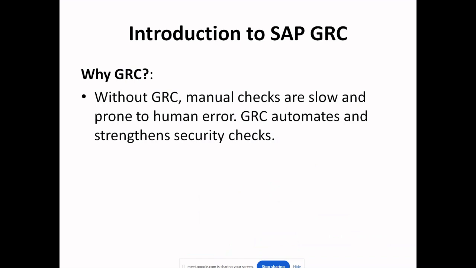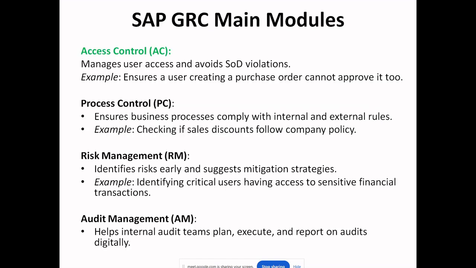Okay, why GRC? Without GRC, manual checks are slow and prone to human error, because there is a chance the human can make errors. So GRC automates and strengthens the security checks. A lot of the time it will check things automatically. In SAP GRC there are many modules, but we are going to learn only access control. Why are we not going to learn the other modules, process control, risk management, audit management?